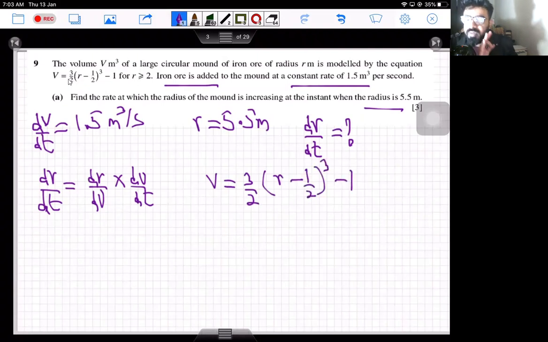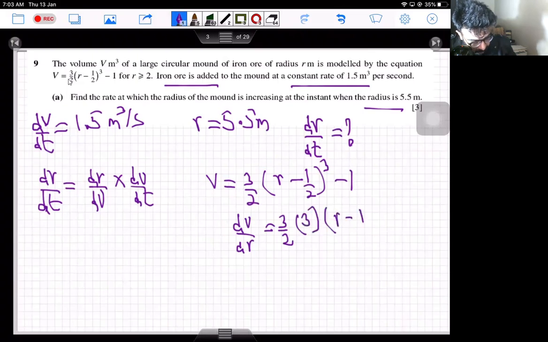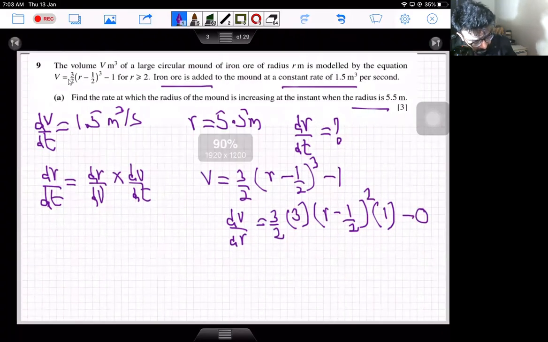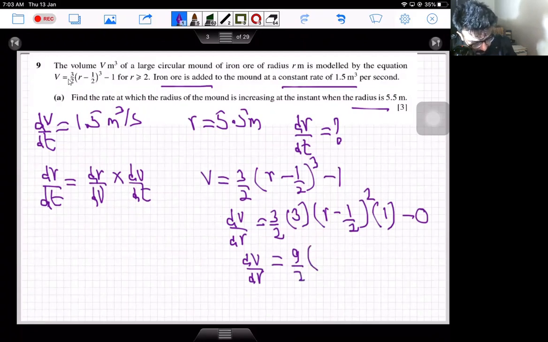First of all, we are going to differentiate v with respect to r. So dv over dr is supposed to be 3 over 2, and then this power 3 will be multiplied over here, and then (r minus 1 over 2) the whole thing squared, multiplied by the derivative of r minus half, and then minus 1. This is differentiated, so this becomes 0. Then the dv over dr function is 9 over 2 multiplied by (r minus 1 over 2) the whole thing squared.